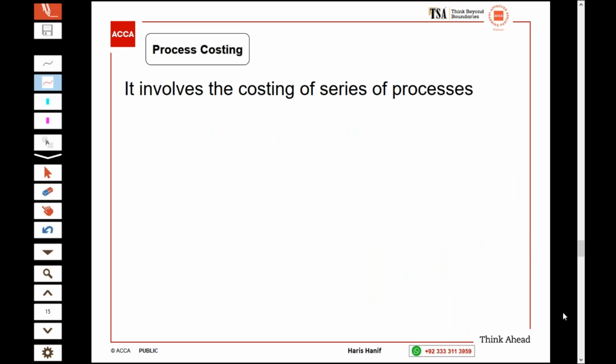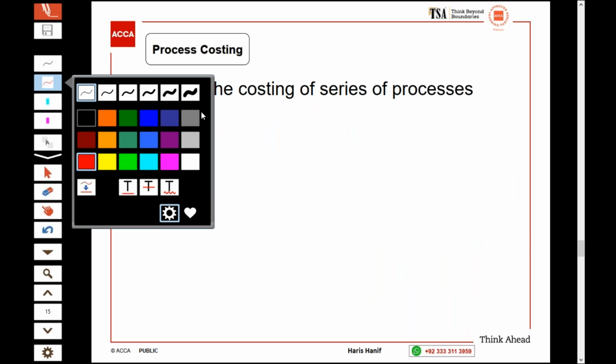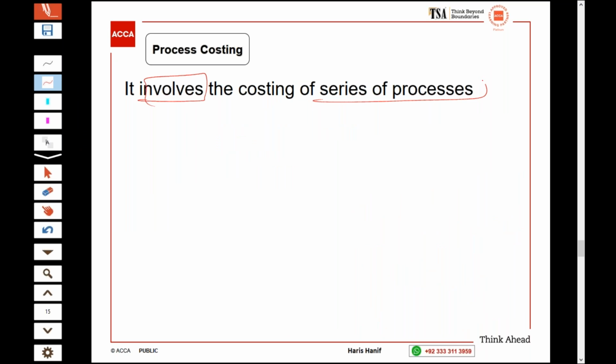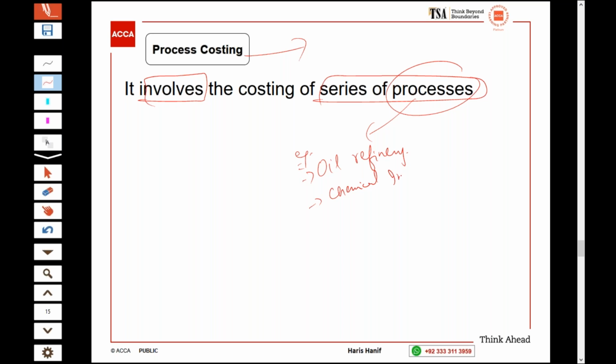Okay, let's now move on to process costing. Now, what is process costing? It involves the costing of a series of processes. You people might have studied that there are series of different processes. For example, petroleum. For example, there is an oil refinery. There may be a chemical industry. Now, what is the process costing here?